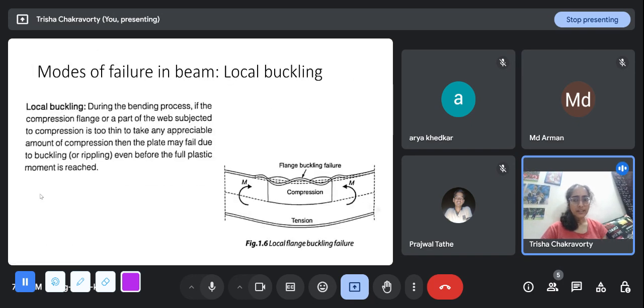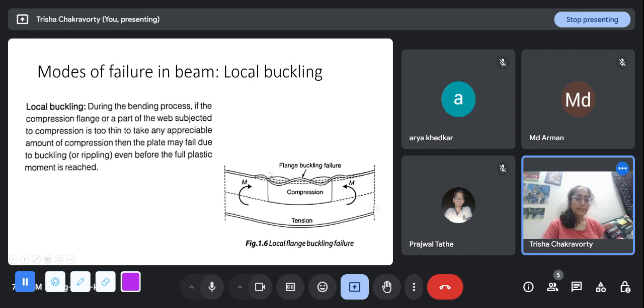So local buckling is an issue here. During the bending process, if the compression flange or a part of the web subjected to compression is too thin to take any appreciable amount of compression, then the plate may fail due to buckling even before the full plastic moment is reached. This means that the entire section has not failed yet. The entire section can still take the load and it won't actually fail completely, but you'll see a buckling in a particular zone.